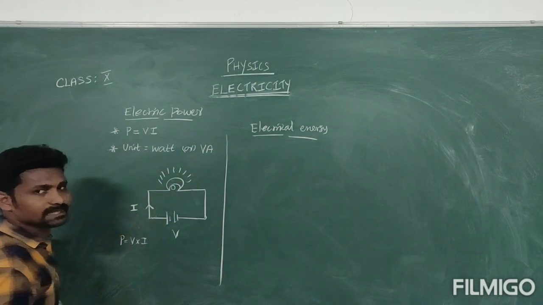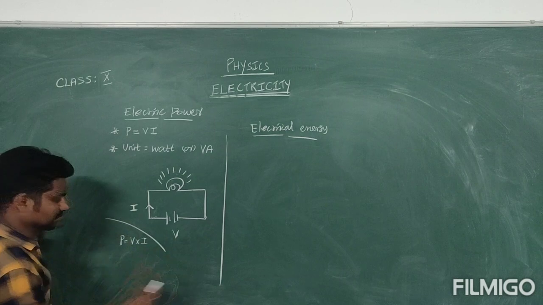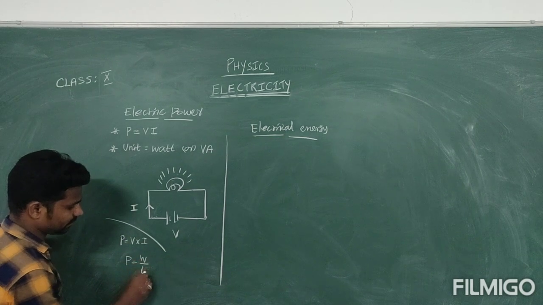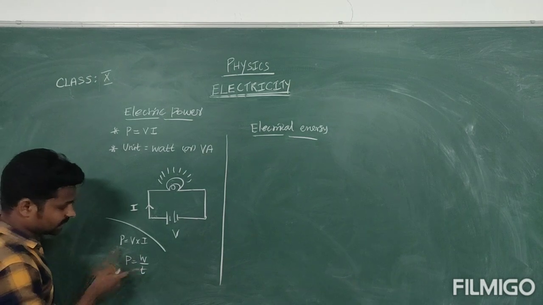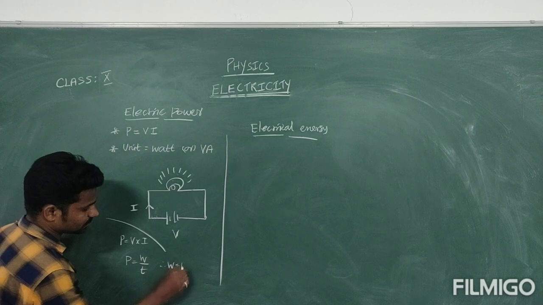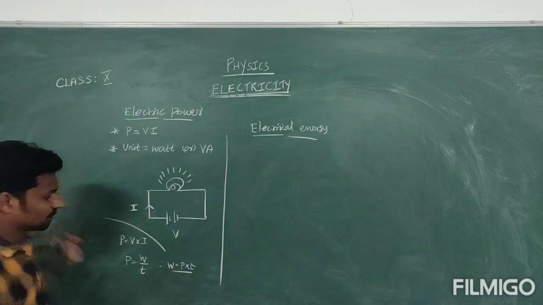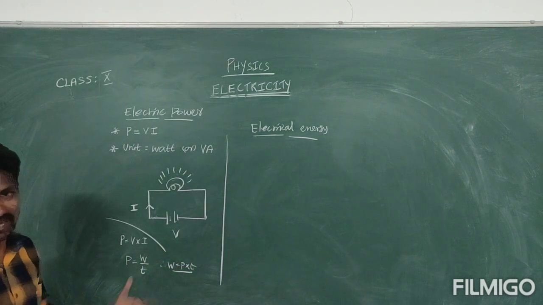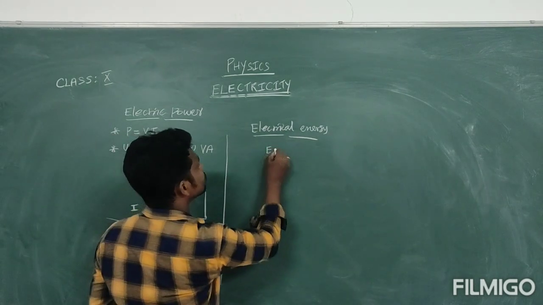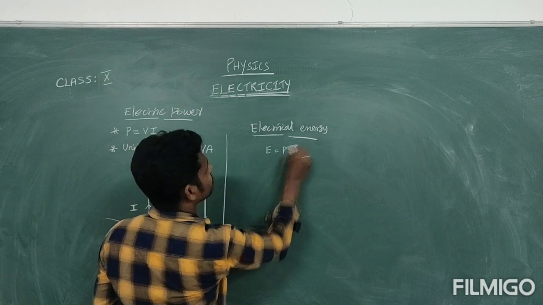But energy is nothing but work done. We know the earlier formula: power is equal to work done divided by time. Therefore, work done is equal to power into time. So power value into time is the electrical energy. I can write that electrical energy is equal to power into time.